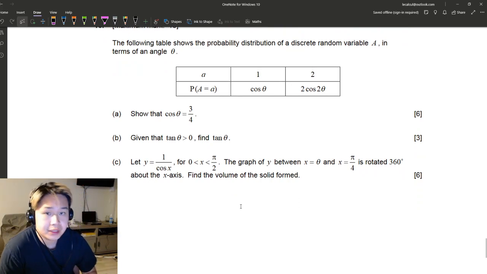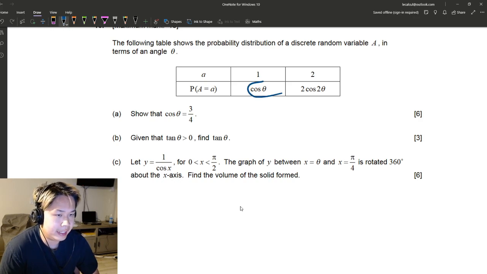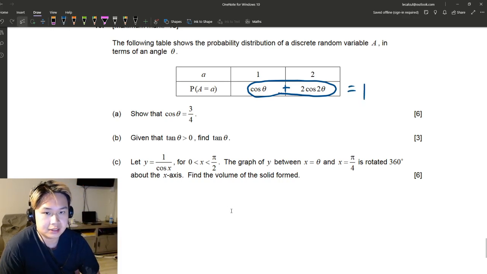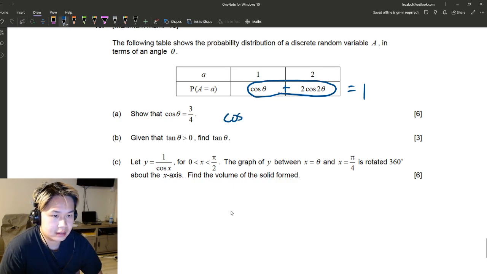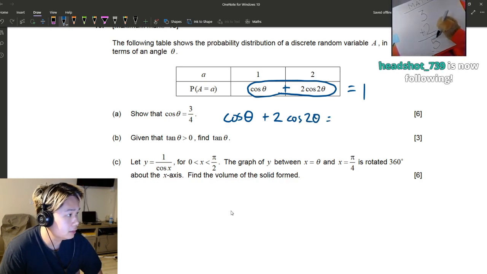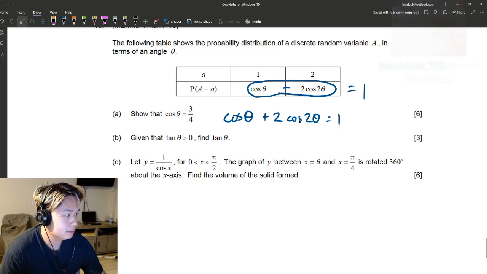So what can we do? Well, we need to come up with an equation, right? And what you know from probability distribution tables is if you add up the probabilities, they need to be summing to 1. So now we have this. Cosine theta plus 2 cosine 2 theta equals 1. And then what we need to do is essentially have a cosine. So we are going to use a double angle identity on this.